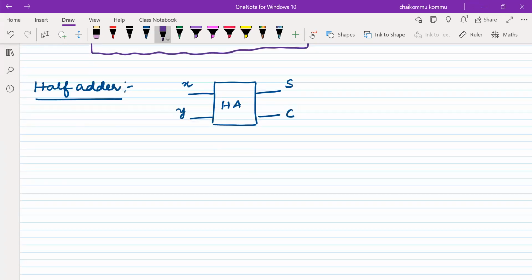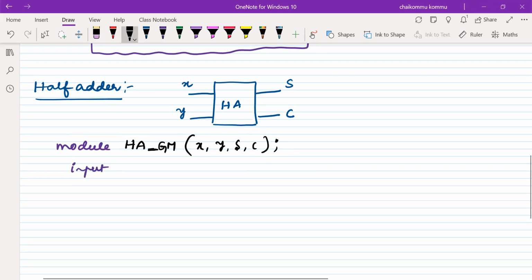Therefore, we'll write module half adder, HA. HA I'm writing as the name, underscore GM, gate level modeling I'm writing. That's the reason I put GM. There is no space between this, so instead of space I'm using the underscore. So X, Y, sum, carry. Out of all these, the inputs are X comma Y.